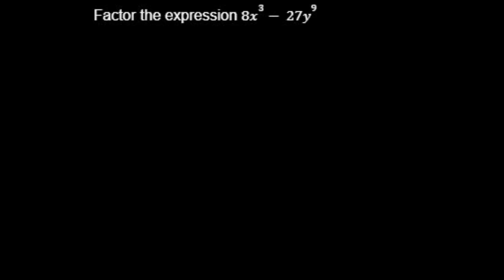Okay, in this example, I'm going to factor the expression 8x to the third minus 27y to the ninth. As I factor, the first thing I'm going to check is to see if there's a common monomial in both terms. However, nothing goes into both 8 and 27, and there's no matching variables in both terms. So next we'll check to see if it's a pattern. We'll check the a squared minus b squared, as well as the a cubed plus minus b cubed.